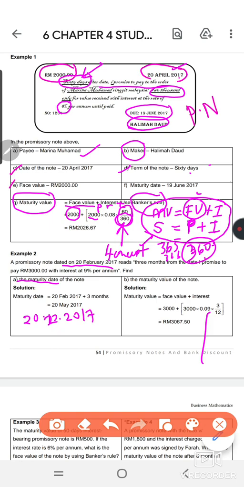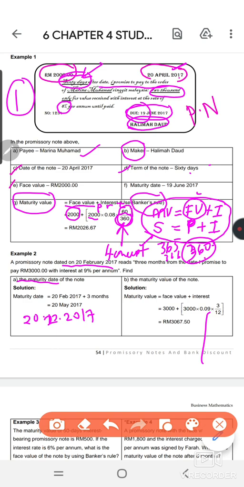And then dia kata nota tu kata 3 months from the date. Okay, so dia tak bagi due date, tapi dia kata 3 months. Macam yang ni, contoh example 1 tadi, dia dah bagi 60 days and then dibagi 20 April. So kalau 60 days memang dia dah bagi kat sini due 19 June. So kat sini awak kena kira sendiri.